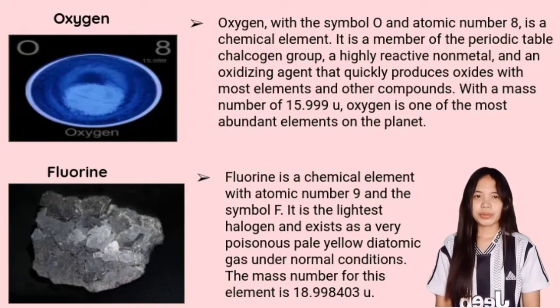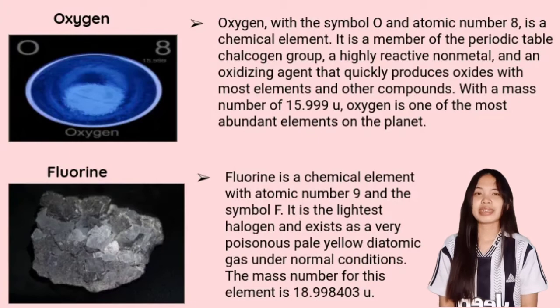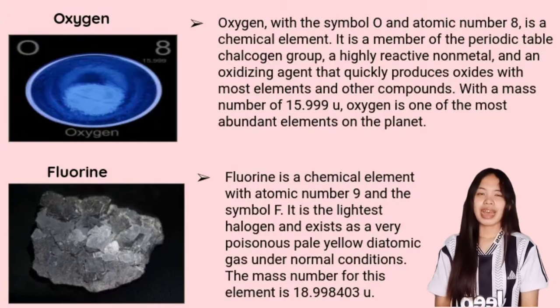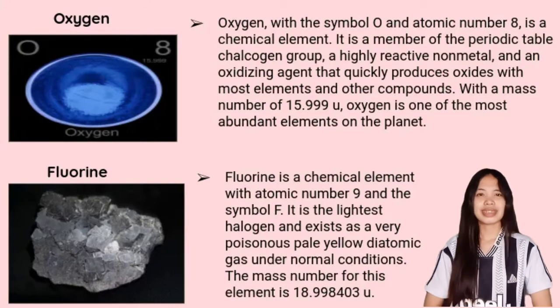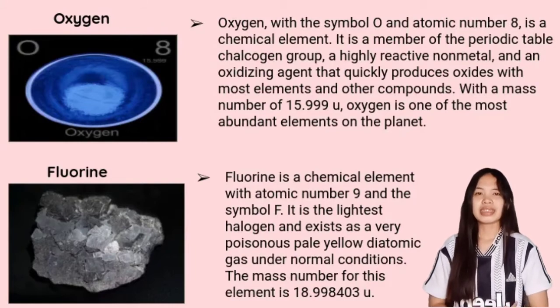Oxygen. Oxygen, with a symbol O and atomic number 8, is a chemical element. It is a member of the periodic table's chalcogen group, a highly reactive nonmetal and an oxidizing agent that quickly oxidizes with most elements and other compounds. With a mass number of 15.999 U, oxygen is one of the most abundant elements on the planet.